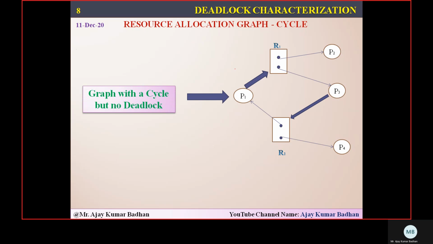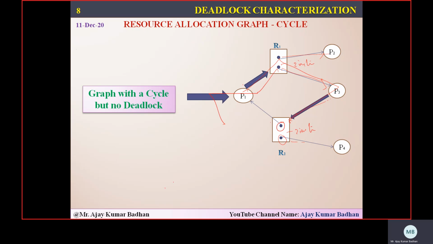You can see it, a graph with a cycle, but no deadlock. Why? See here. We have two resources, R1 and R2, with two instances each. Now P1 is holding one instance of R2 and requesting R1. But R1 has one instance with P2 and one instance with P3. Now P3 is requesting one instance of R2, which is with P4. So there is a cycle here, P1 to R1, R1 to P3, and so on.